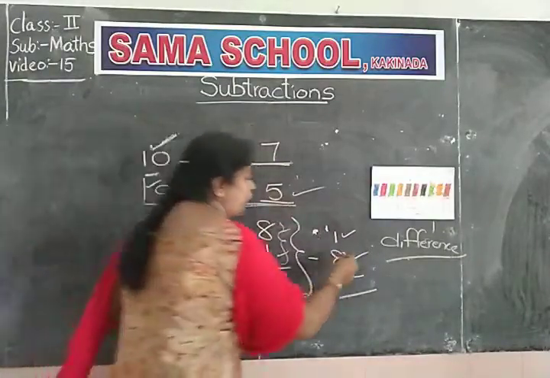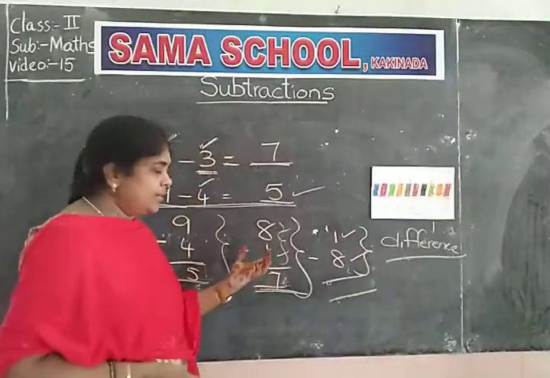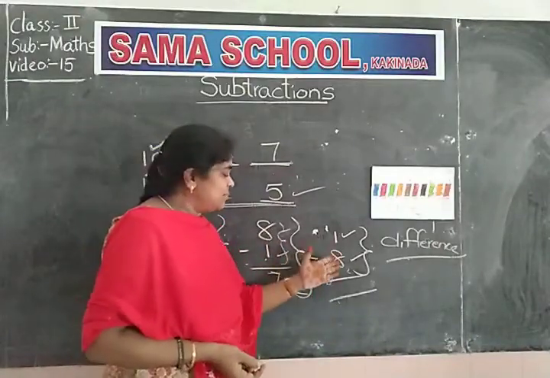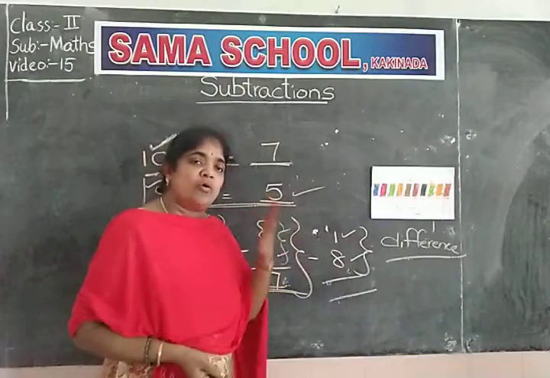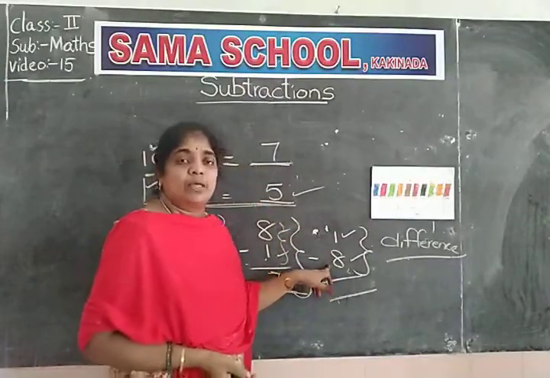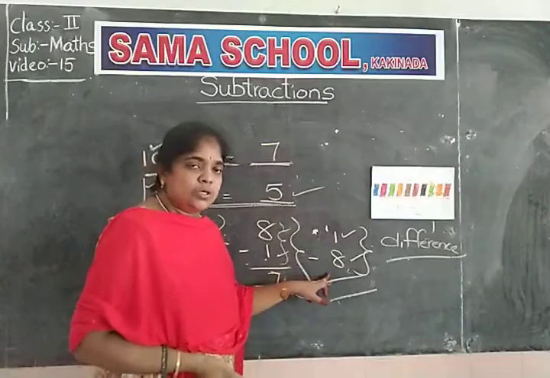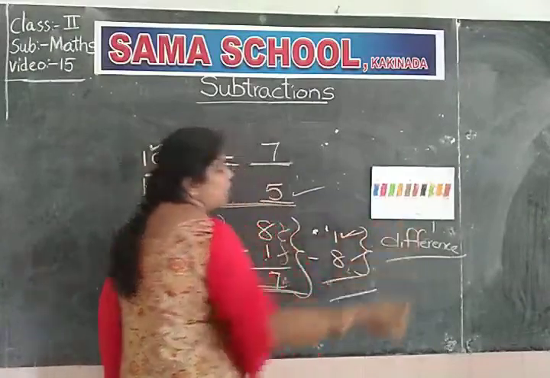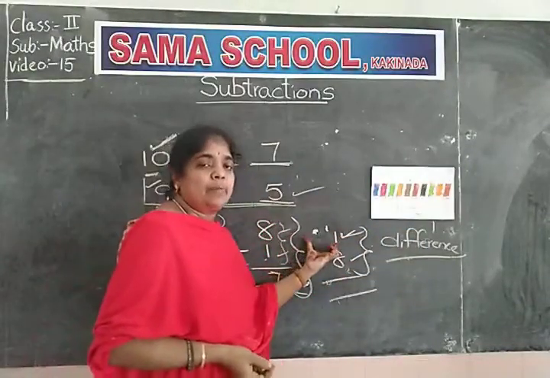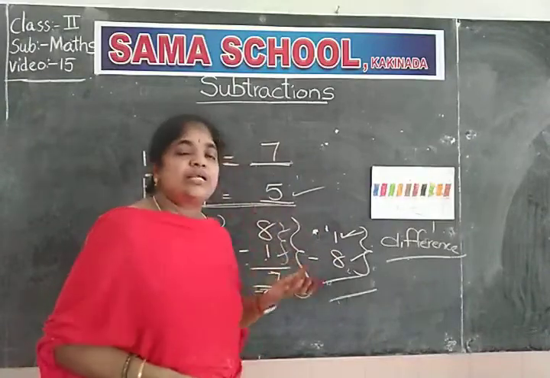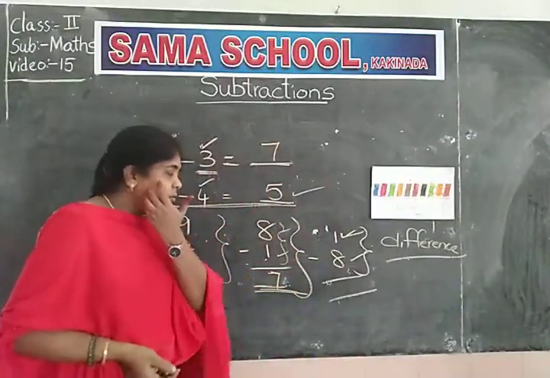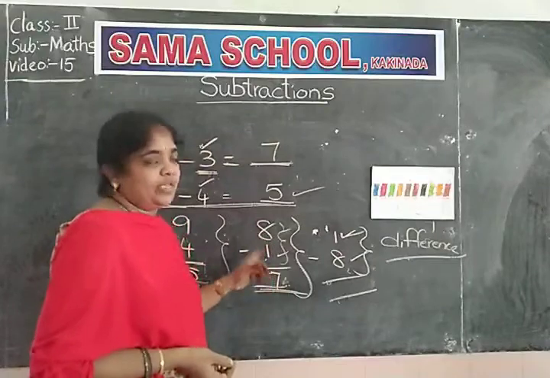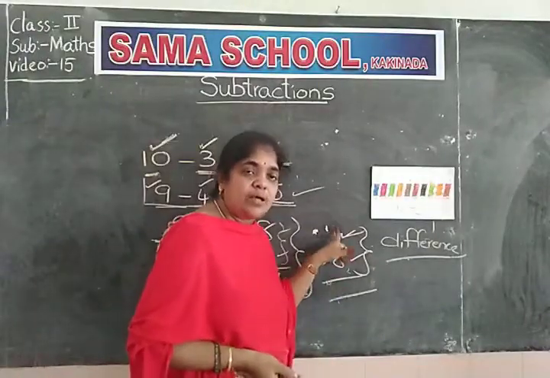If I am having only 1, how can I give 8? So from this what can we understand? In the numbers, 1 is a small number and 8 is a bigger number. 8 comes after 1. After 1 come 2, 3, 4, 5, 6, 7, and after that 8 will come. 8 is bigger than 1. So, it is not possible to subtract a big number from a small number. That you have to keep in mind. Subtraction is always possible when we subtract a small number from a big number. We cannot subtract a big number from a small number.